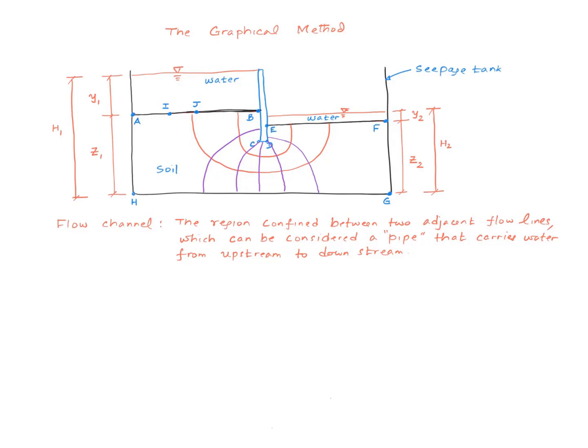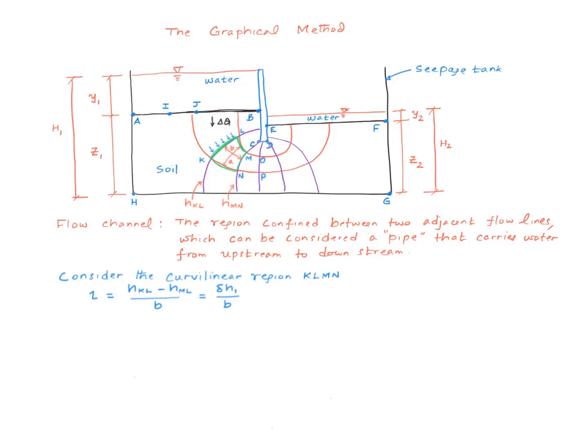These flow channels can be compared to pipes because the flow channels are confined between flow lines, and we know the meaning of a flow line, right? Water cannot flow across a flow line, and therefore a flow line can be thought of as an impermeable boundary for this region, just like in a pipe. So in this flow net, we have three pipes carrying water from the upstream to downstream side. If you can figure out the quantity of water that each pipe carries, then I can sum it up in order to find the total quantity of water flow through the soil, right?